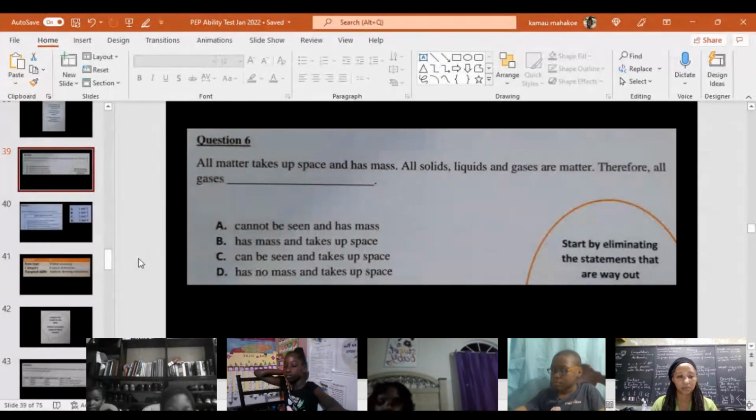All matter takes up space and has mass. All solids, liquids, and gases are matter. Therefore, all gases dash. A cannot be seen and has mass. B has mass and takes up space. C can be seen and takes up space. D has no mass and takes up space.